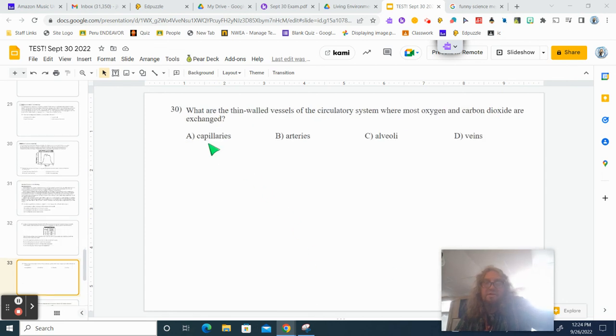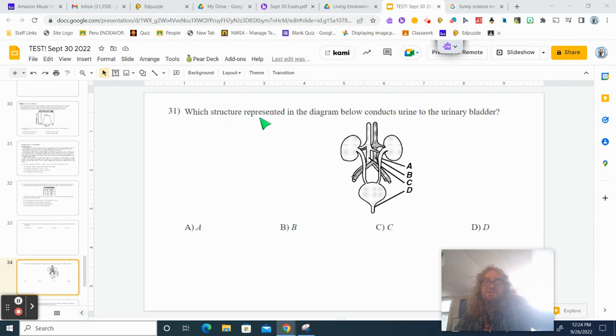Question 30. What are the thin-walled vessels of the circulatory system where most oxygen and carbon dioxide are exchanged? Are they A, capillaries, B, arteries, C, alveoli, or D, veins? Question 31. Which structure represented in the diagram below conducts urine to the urinary bladder? Is it A, B, C, or D? Conducts urine to the urinary bladder.